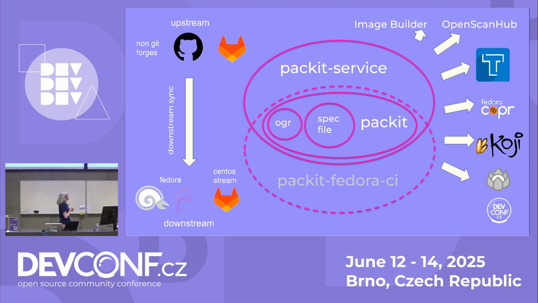But since this year, we started also calling some of these services in the downstream. Testing Farm was introduced this year, and also Copr builds. Now you can trigger them in downstream through Packit because we are working on Packit Fedora CI.